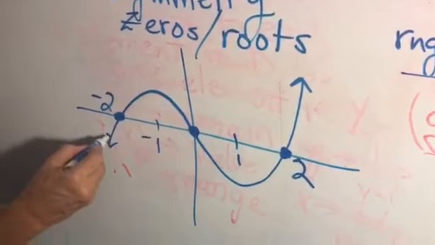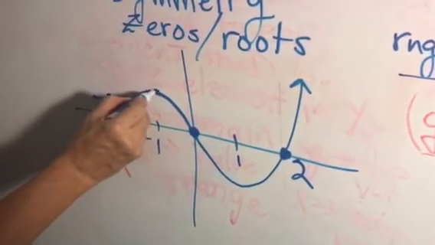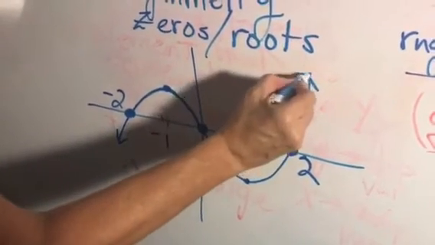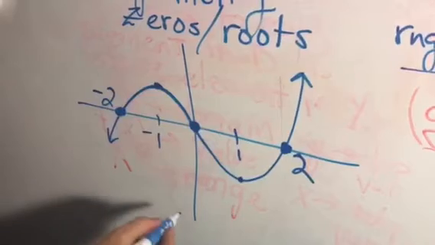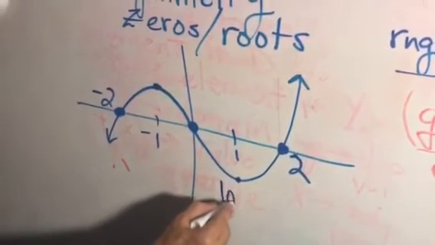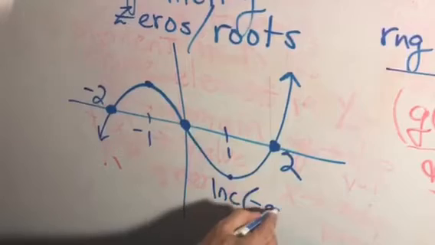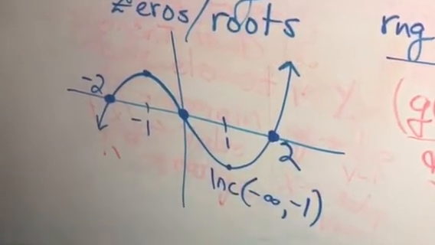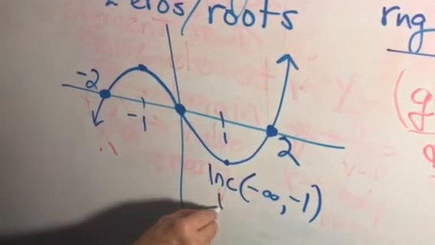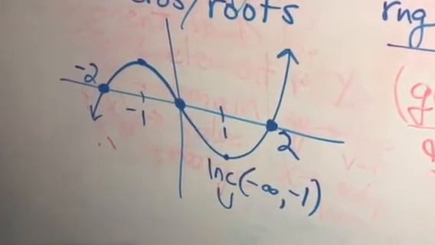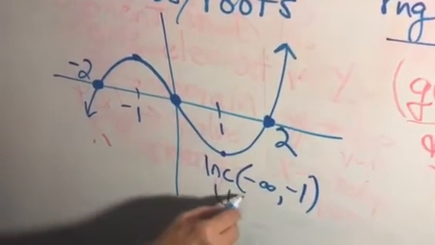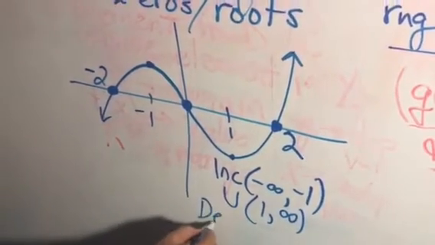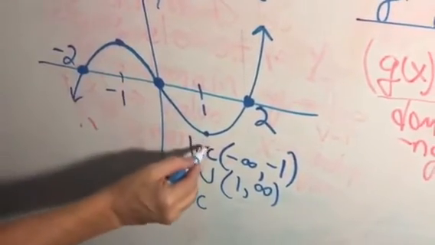This graph is increasing until we get here. And then it's decreasing until we get here. And then it's increasing again the rest of the way. So the way we would write that is we would say that it's increasing from -infinity up to -1. It is also increasing, and sometimes we use a little union symbol between those two intervals. It's also increasing from 1 to infinity. It's decreasing from -1 all the way to 1.